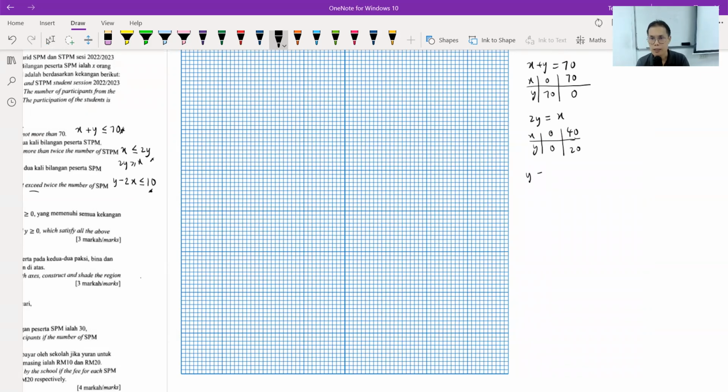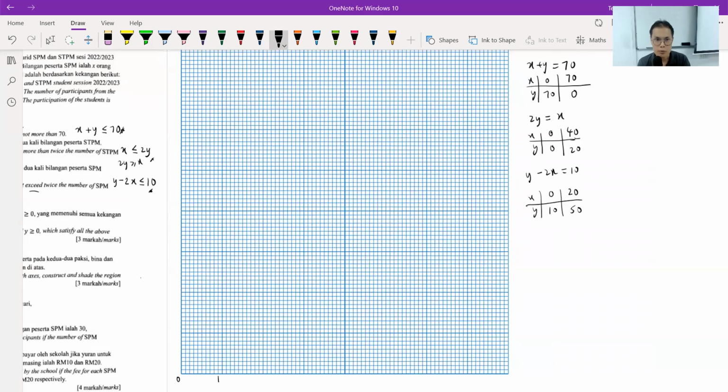Next one, Y minus 2X equals 10. So if you put X and Y, when X is 0, Y will be 10. Maybe I put X equals 40, Y will be 90, sorry, 2 times 40. Maybe don't put 40, put a smaller value, maybe 20. That would be 20, 50. As long as we have 2 points, it doesn't matter whatever point you want to use.